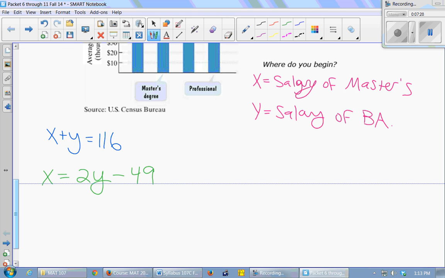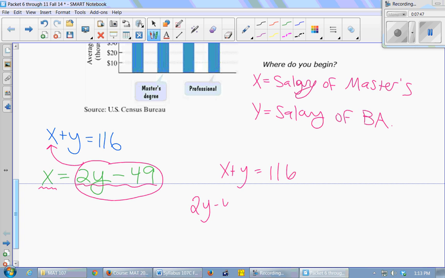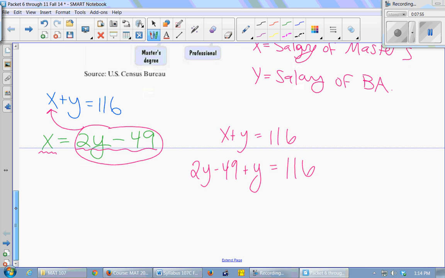Substitute, yeah. So I have an expression for x. X is the same thing as 2y minus 49. So I'm going to take this 2y minus 49 and replace it in the first equation. So instead of x plus y equals 116, I'm going to write 2y minus 49 plus y equals 116. And then I just combine like terms and solve it.